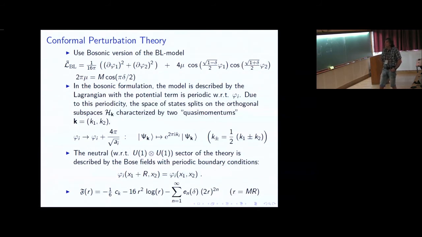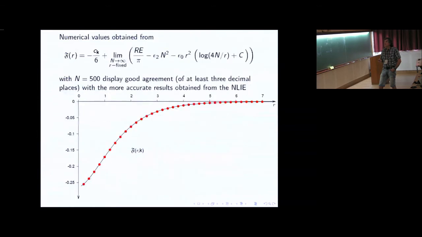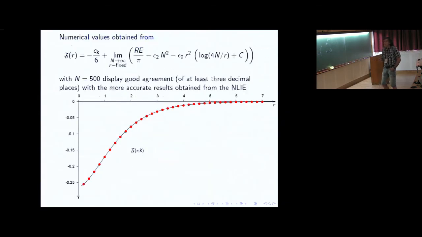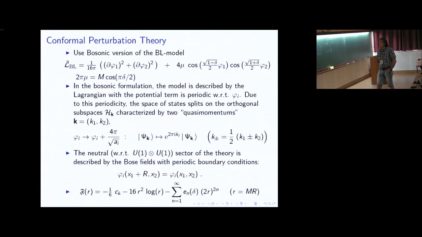the structure of the conformal perturbation theory looks the following. As R equals zero, we have something which is minus C_K over six, a kind of effective central charge. Somewhere I already wrote it, right? Here is C_K. So in particular, when there is no twist, C is equal to two. This is just a manifestation of the fact that we have two free bosons.